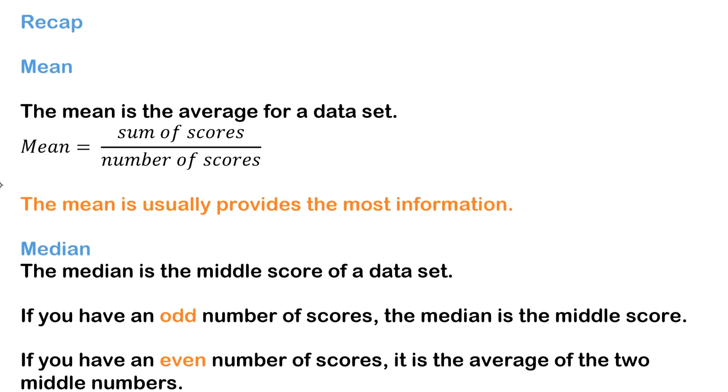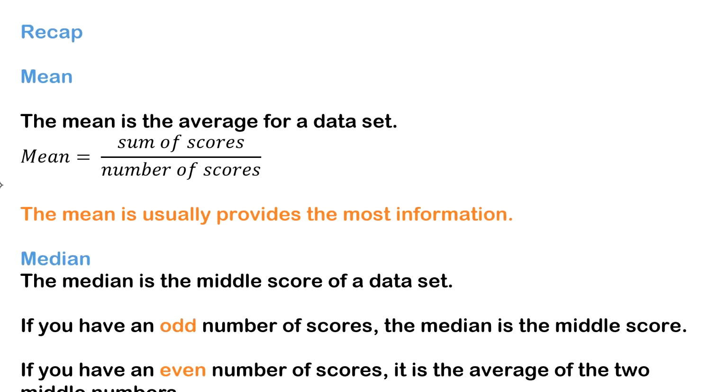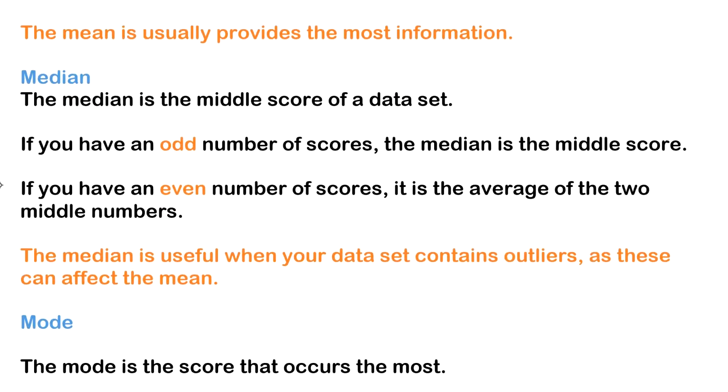So to recap, we have the mean, and the mean is just the average, so the sum of the scores divided by the number of scores, and it's usually the one that provides the most information. We have the median, which is the middle number. Remember, we did the cross method where you cross one off from each side until you get to the middle. If you have an odd number, it is the middle number. If you have an even, you have to add them together and divide by 2. The median is useful when your dataset contains outliers, because the mean is affected by these outliers.